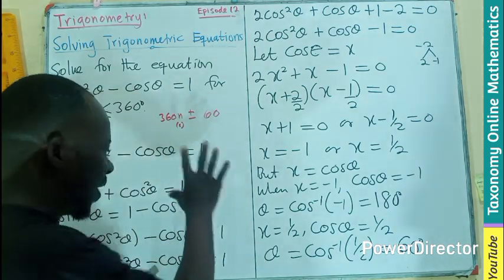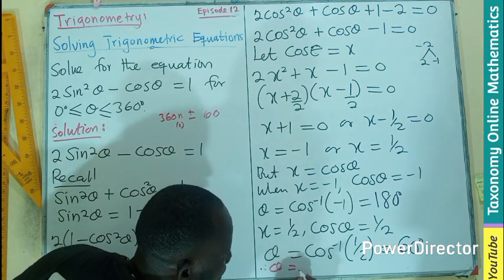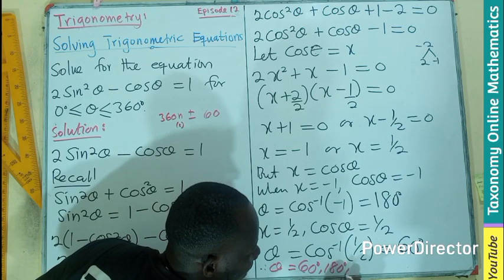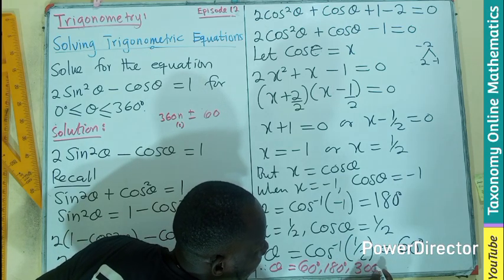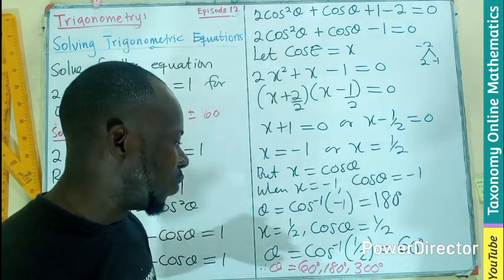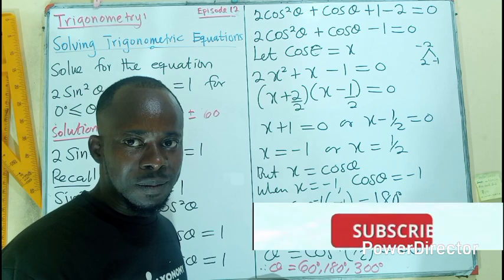Therefore, theta will be equal to 60 degrees, 180 degrees, and 300 degrees, right? So these are the values that we can get for theta.